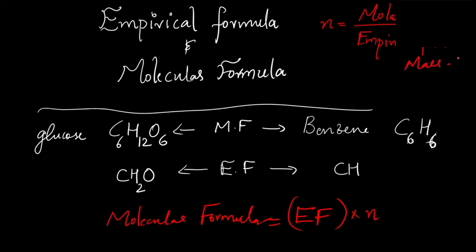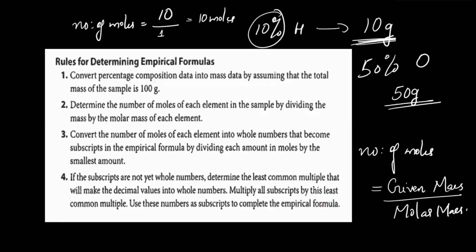After finding the empirical formula, you just calculate the empirical formula mass. You will be provided with the molar mass in the question. Divide it and you will get a value of n. Then multiply the empirical formula using the value n. You will be getting the molecular formula. Okay, let us do the problem.